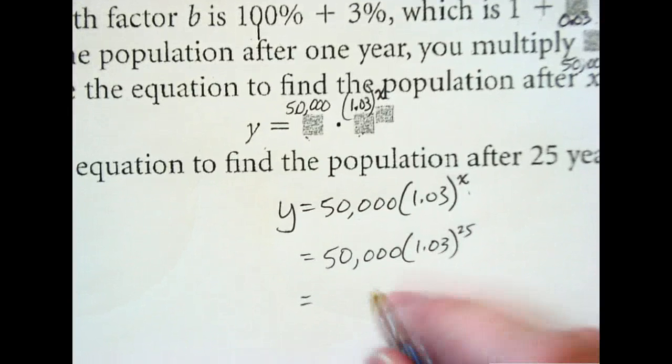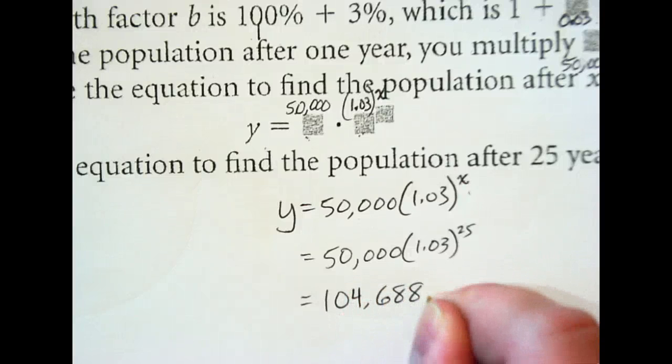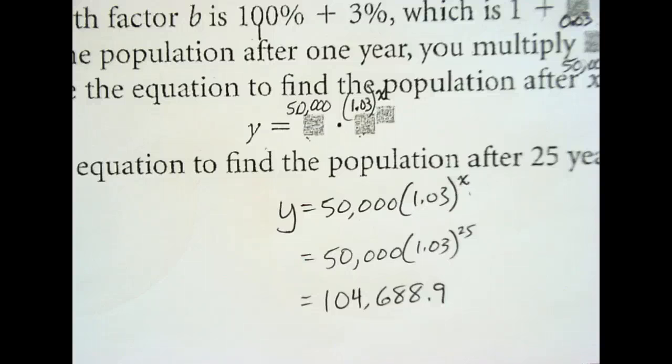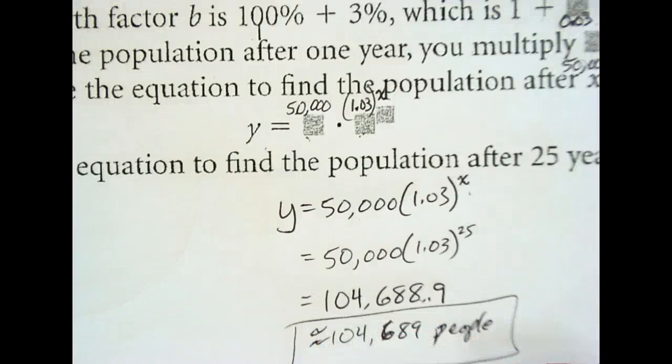McKenna, what'd you get? Is that it? 9/10 of a person? 0.9. That's bad. So realistically, we'd have to round it, probably round up in that one. 104,689. So 104,689 people. Yeah, you don't want any partial person. That's gross.